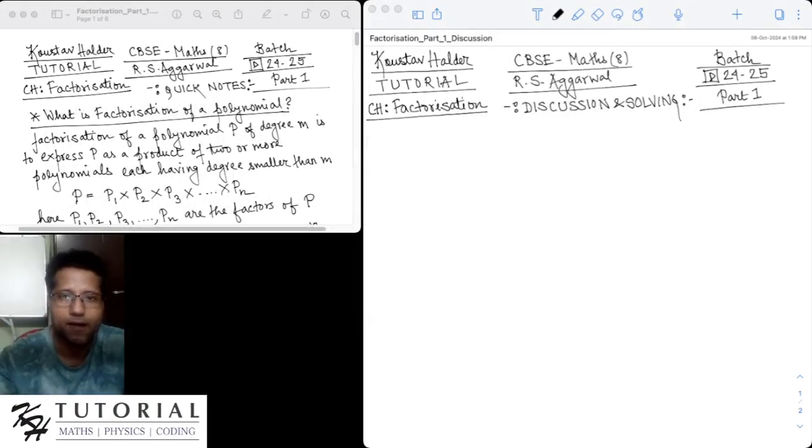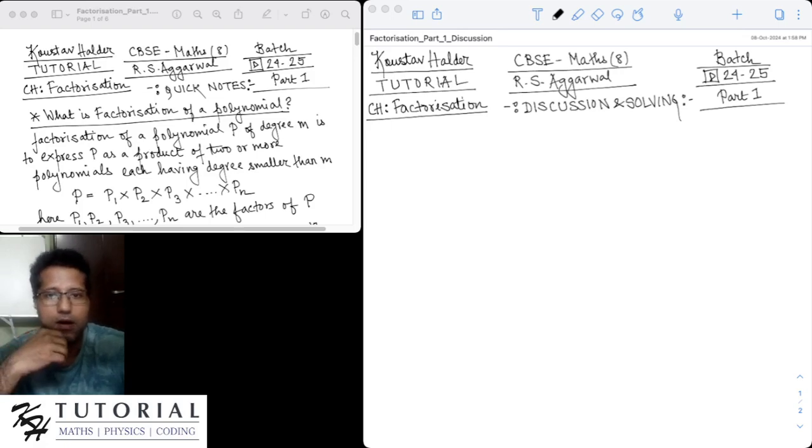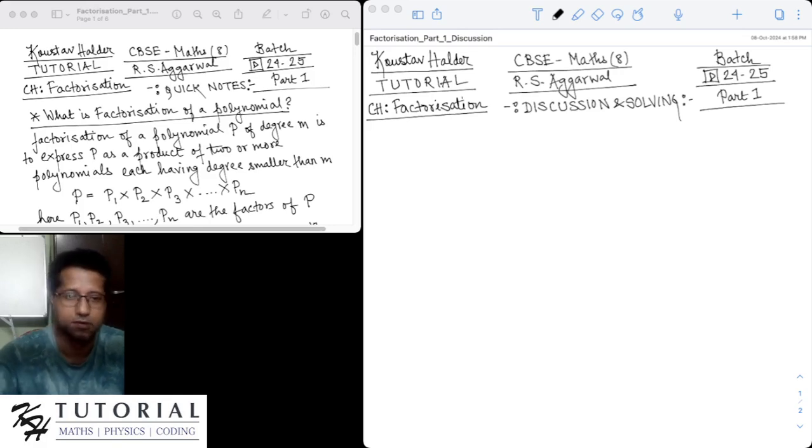Okay, so I have my quick notes prepared on the left hand side, and on the right hand side I will do the discussion and solving of the problems from exercise 7A. I hope the notes, the fonts are big enough so that you can view it properly. Also, the PDF of the quick notes will be given in the description below. From there you can also check it out.